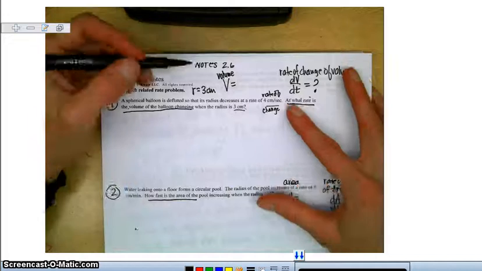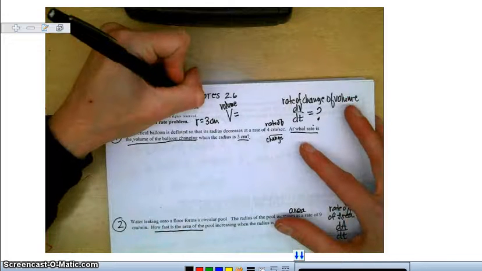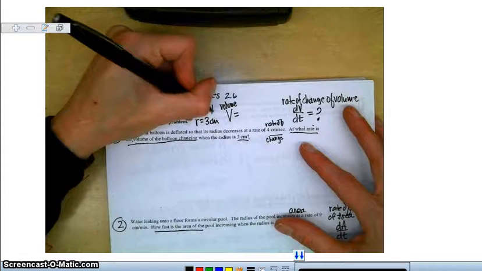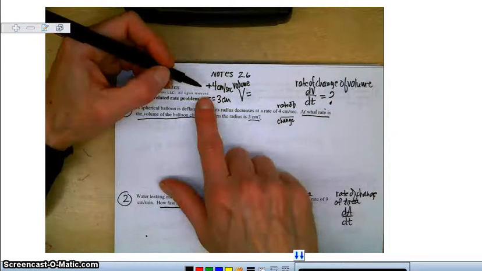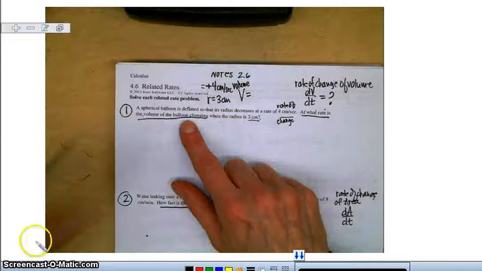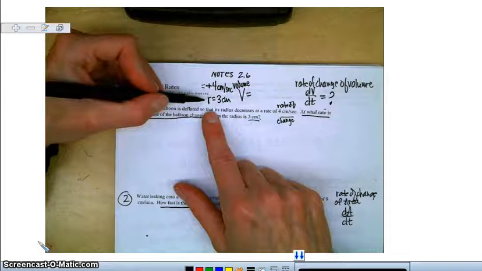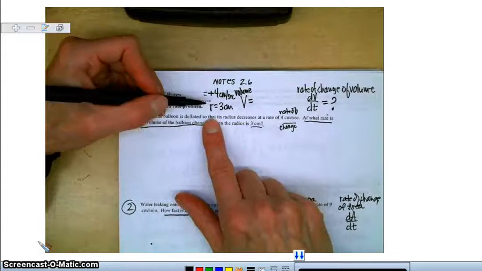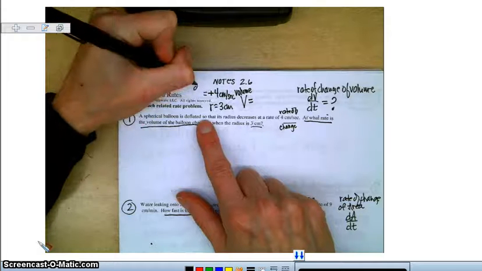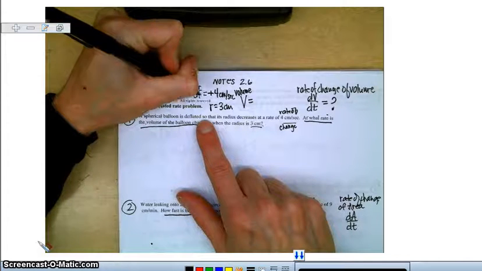So what variable would I put with negative 4 centimeters per second? Why did I put negative? And you know what? Actually, it's easier if you don't put negative. Just leave it positive. We can write the word decrease at the end. Okay, so 4 centimeters per second would be what variable? Isn't it the derivative of radius? Isn't it the rate of change of radius? So what would go with that? dr over dt. You'll get it.